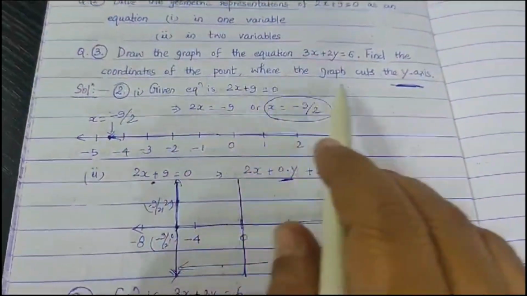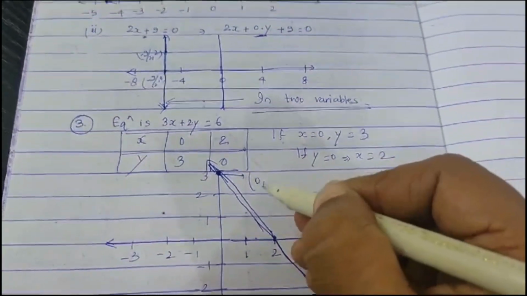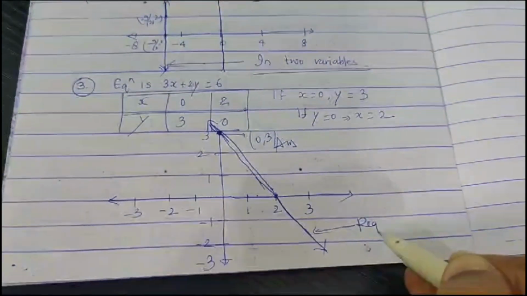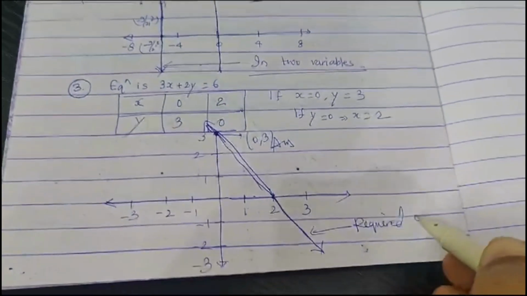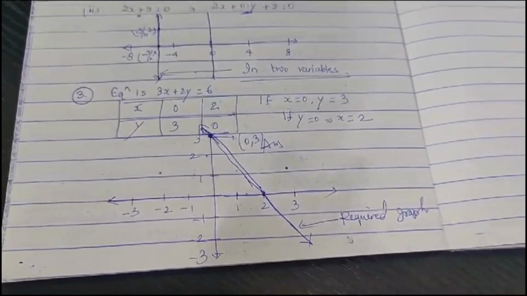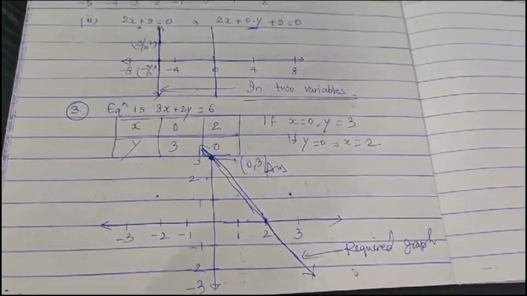Find the coordinates of the point where the graph cuts the y-axis. So the graph is cutting here. It will be 0 and 3. This will be the answer, and this will be the required graph. Okay. So this is the way to solve the problem. Now let's move to some more questions. All right.